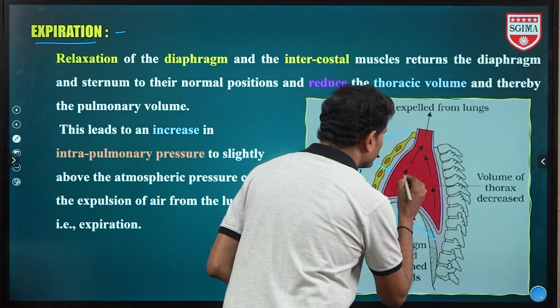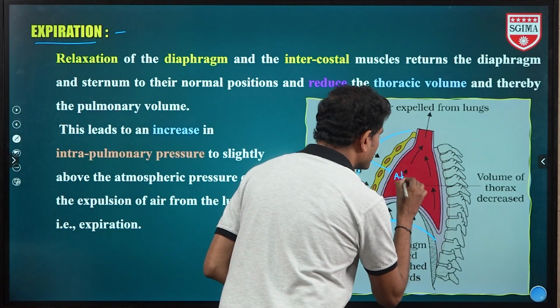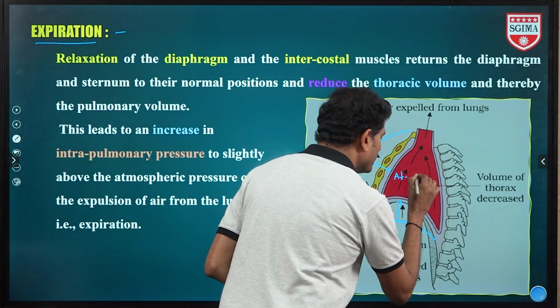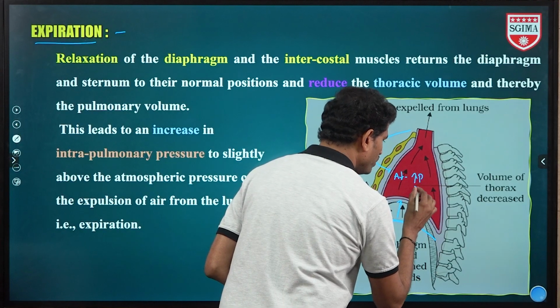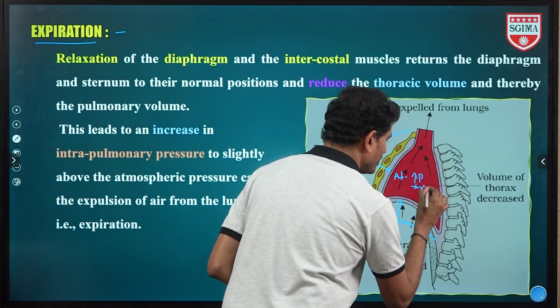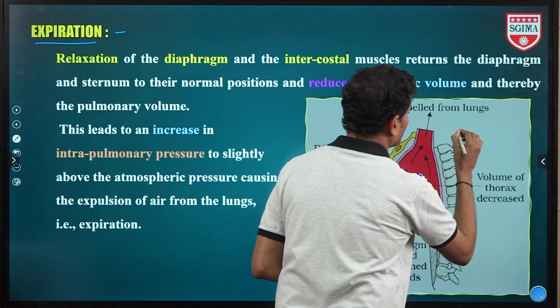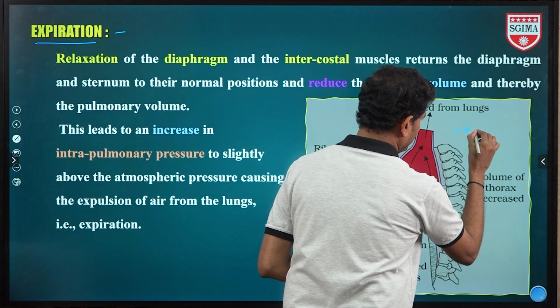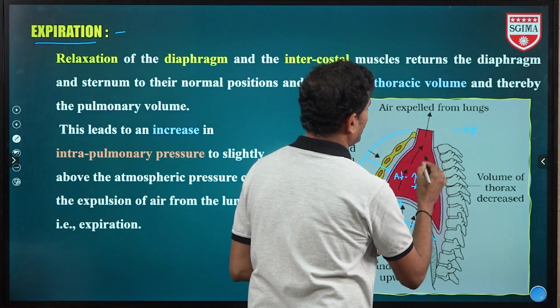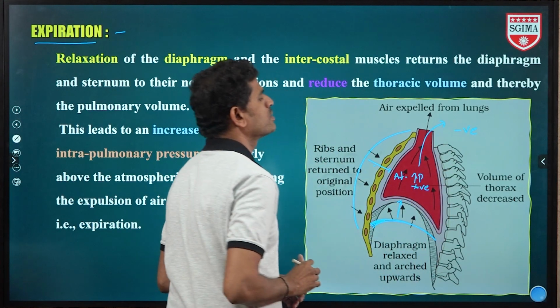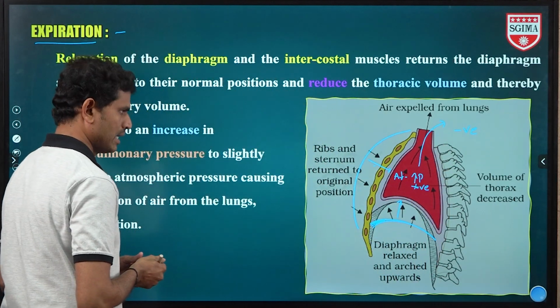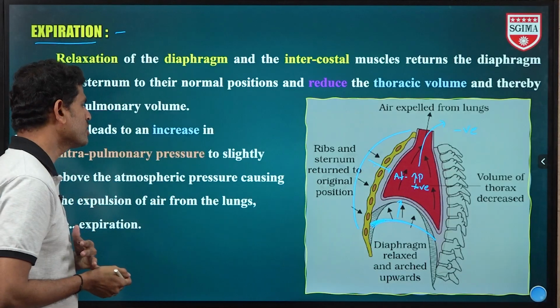When the cavity decreases, what will happen? The area decreases and it leads to an increase in pressure. That is, inside there is positive pressure, and automatically outside there is negative pressure. So air will get outside, escaping from the lungs. So this is the expiration process.